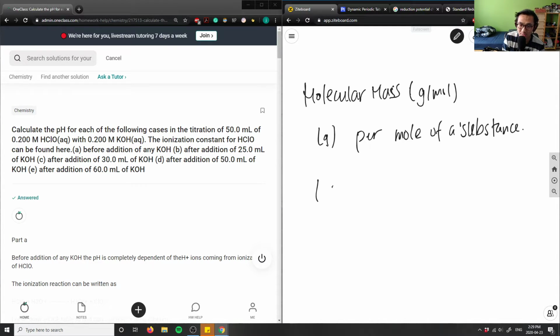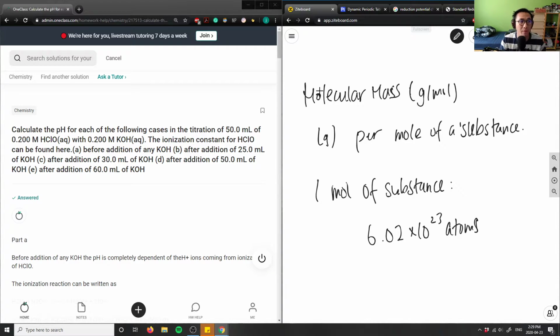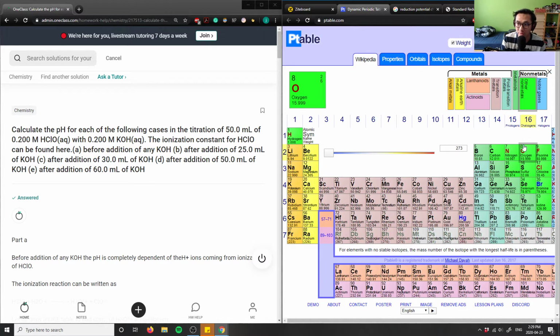So if you have 1 mole of a substance, we know from Avogadro's number that it contains 6.02 times 10 to the 23 atoms per mole. So if I have 1 mole of carbon, I'm going to have 6.02 times 10 to the 23 atoms of carbon in that 1 mole. Grams per mole is basically saying how much that 1 mole of substance weighs. So 1 mole of carbon weighs exactly, as we can see on the periodic table, 12.011, so that's how we determine the atomic mass here. And this is the molar mass, which is the molecular mass.